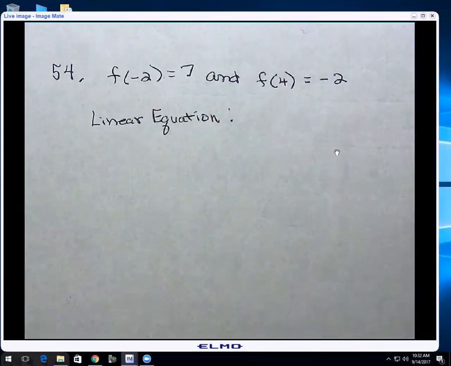There are two scenarios in which I can find a linear equation. I either have to be given a what? A slope and a point, or I can be given 2 points. Give me either one of those things and I can find a linear equation.